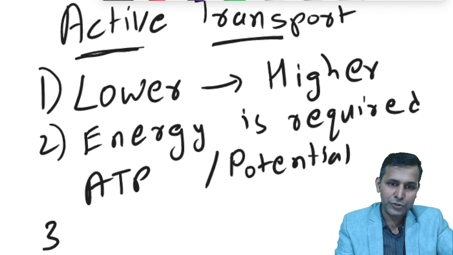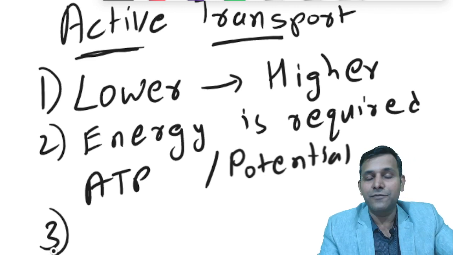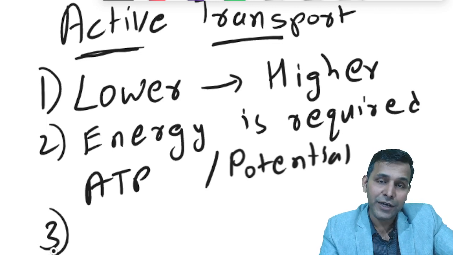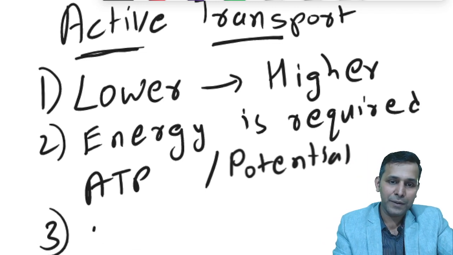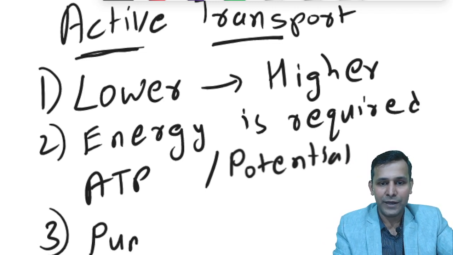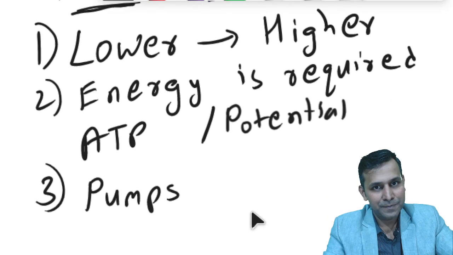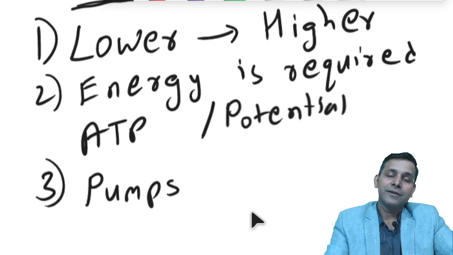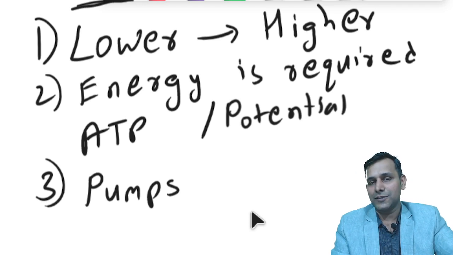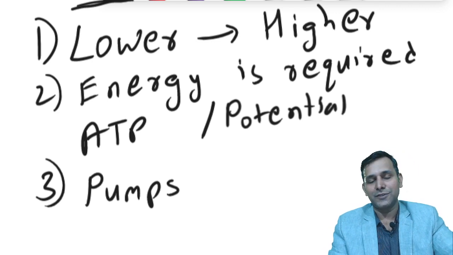Third point, we are also supposed to remember these 3 points for active transport. There are certain action words, direct words, which give the hint that it is a type of active transport, like pumps. If you get a word like sodium potassium pump, or calcium pump, or proton pump, or hydrogen pump, it means this is a type of active transport. So the suffix pump indicates it is an active transport.